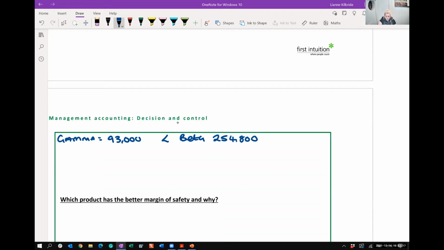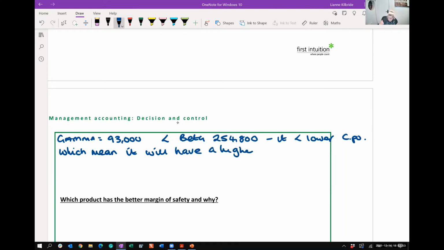254,800. Which means, obviously, despite them having the lower fixed cost, it does have a lower contribution per unit. So just state that it has a lower contribution per unit, which means that it will have a higher break-even point than beta. Higher break-even point than beta.